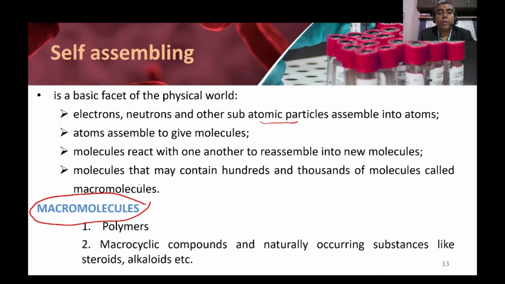So starting from electrons, neutrons, and subatomic particles, they generate atoms. Atoms combine to give molecules. Molecules react with another molecule, and we get a new molecule. And that molecule may contain hundreds and thousands of molecules together. Then it is called macromolecules.